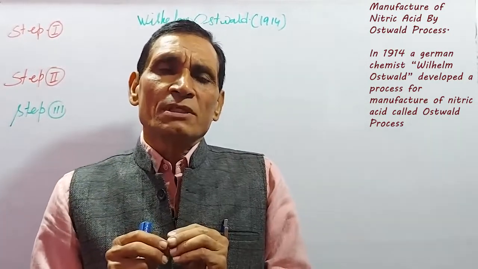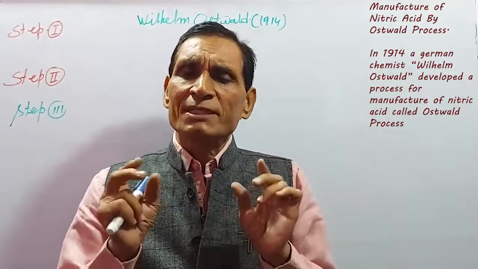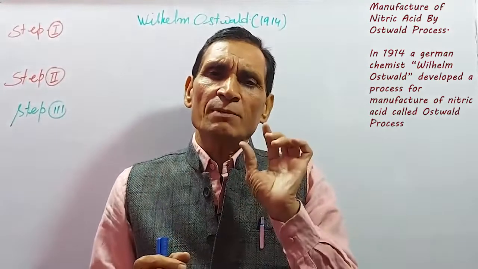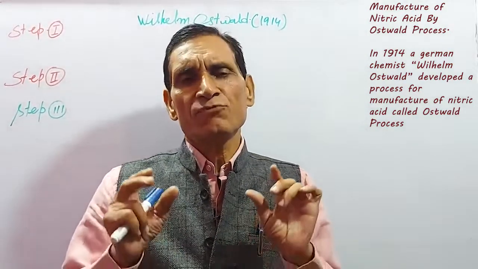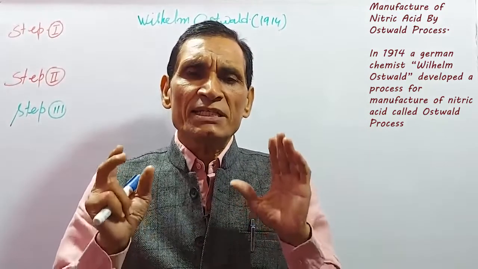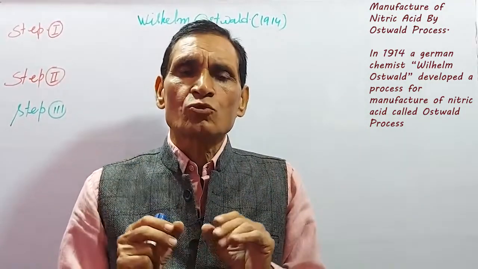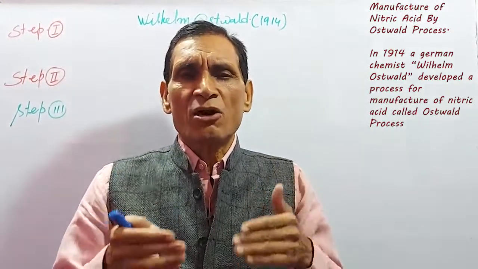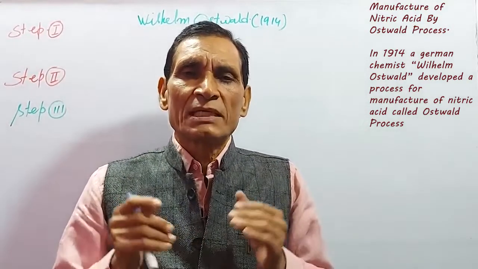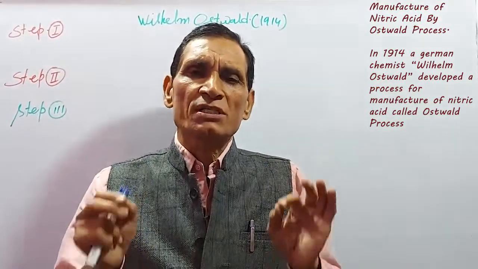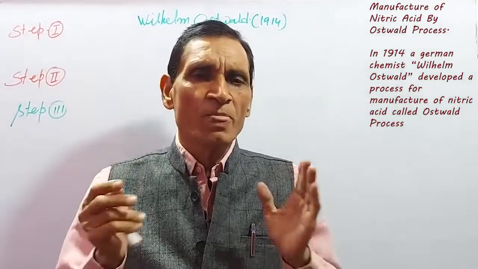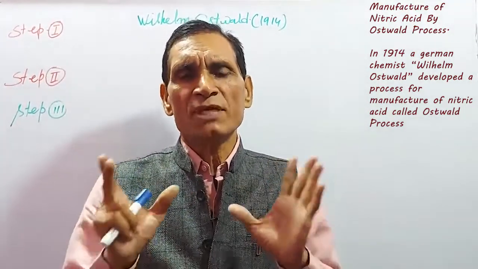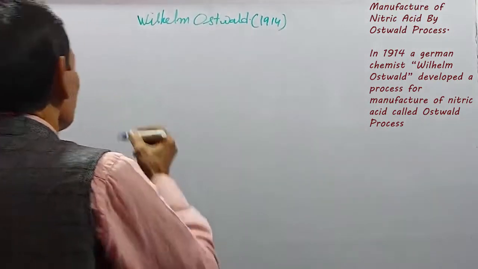In the catalytic chamber, there is platinum with 10% rhodium which acts as a catalyst. The temperature of this chamber is about 800 degrees centigrade and the pressure is 5 atmospheres. The chamber is initially heated electrically to maintain the 800 degrees centigrade temperature. As soon as oxidation of ammonia proceeds, external heating is stopped, because oxidation of ammonia is an exothermic process, and the heat produced in the reaction maintains the temperature of the catalytic chamber.